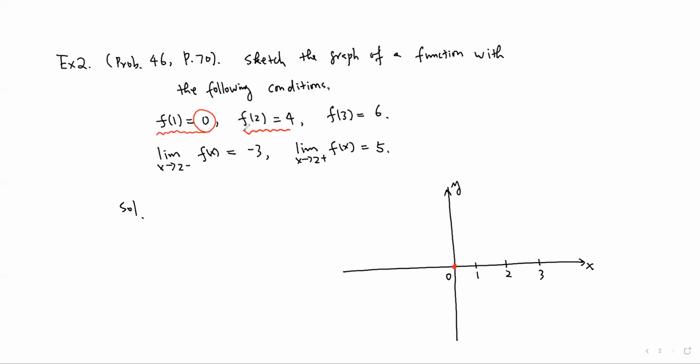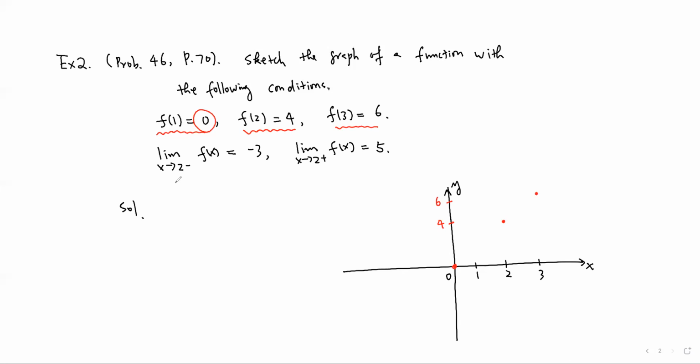Function value at 2 is 4. Suppose this height is 4. Solid dot here. Function value at 3 is 6. Suppose 6 is here. So, solid dot here. Right.